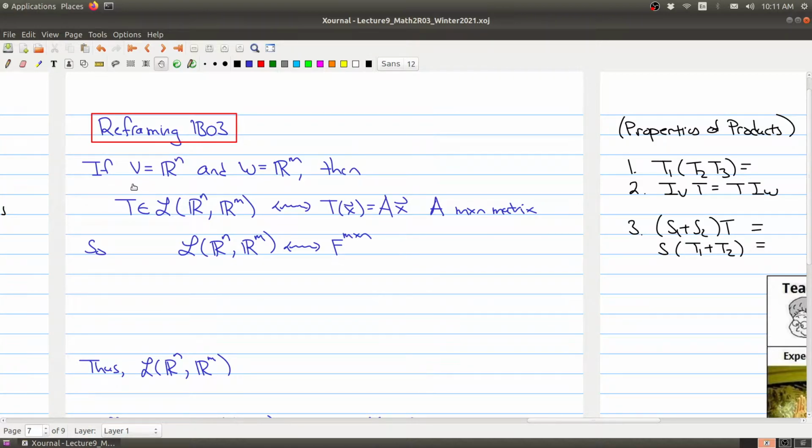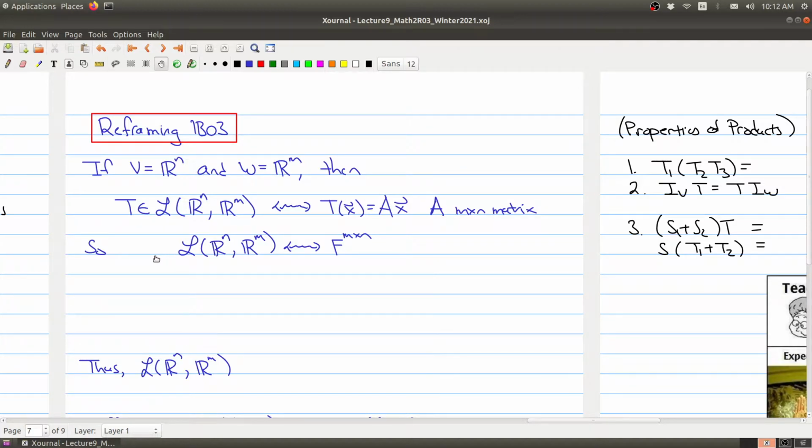So in Math1B03, our vector space was normally Rn, and our second vector space would be Rm. We didn't use this notation of script L, but we did see that if you have a linear map from Rn to Rm, there had to be some matrix A such that A times the vector x was the same thing as taking T and evaluating it at x. So any linear map really came from an m by n matrix.